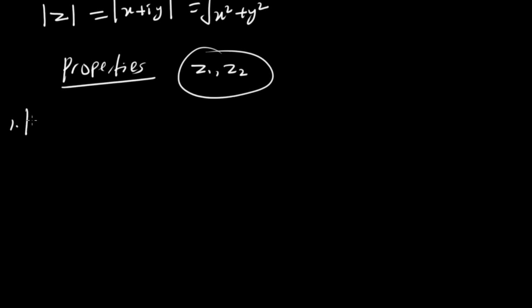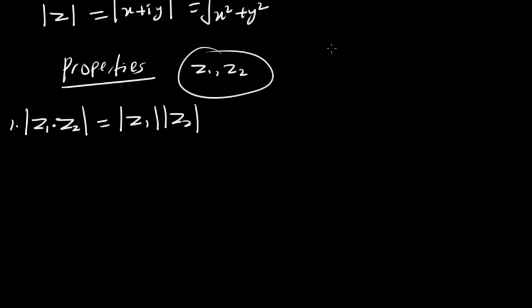If you have the complex modulus of z1 multiplied by z2, so there's a multiplication sign between them, it's also the same as finding the modulus of z1 and multiplying by the modulus of z2. I don't know if you understand this. If you have two complex numbers z1 and z2, you multiply the two of them and find the modulus, it's going to be the same as finding the modulus of each of them and multiplying the two together.